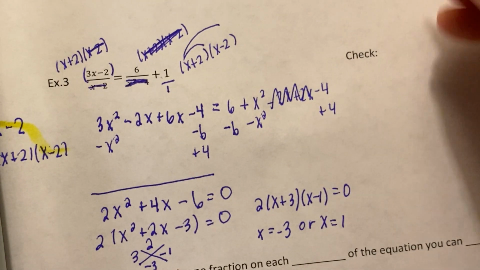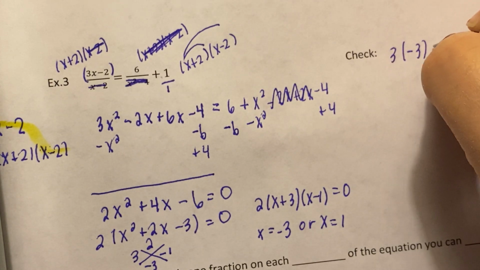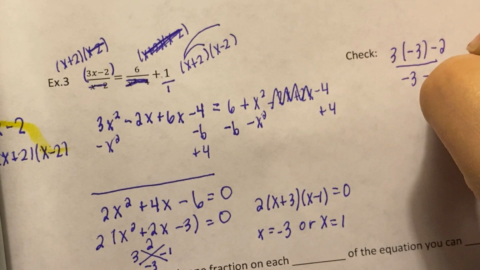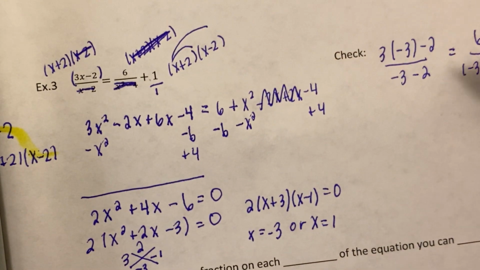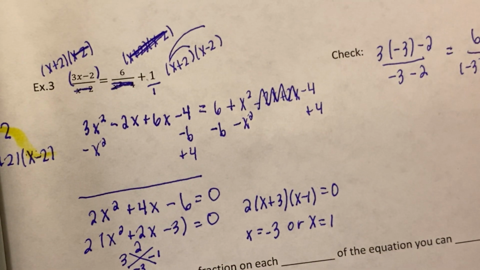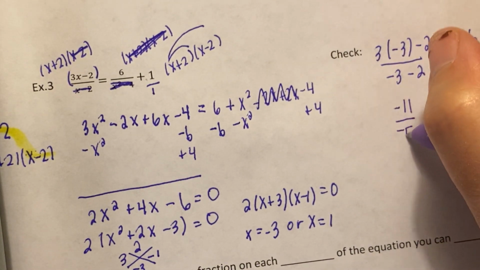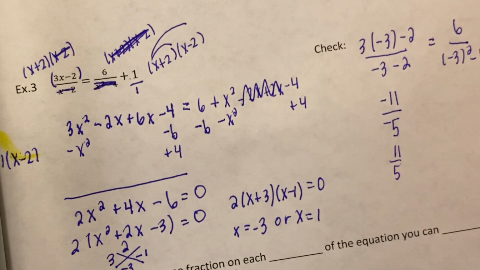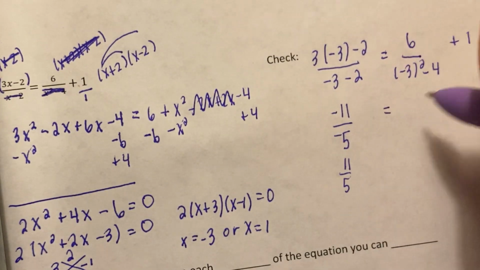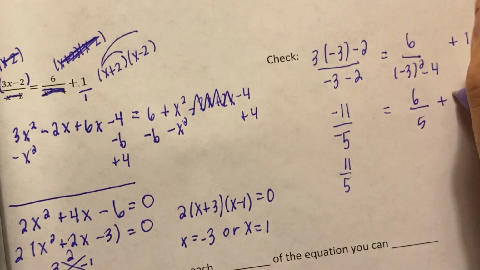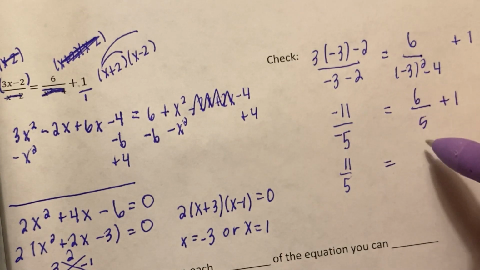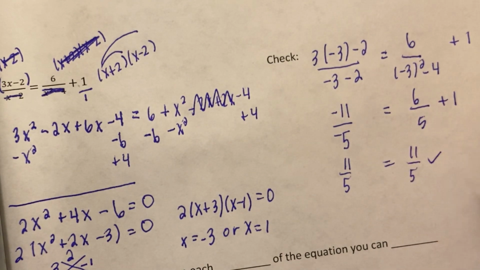Okay, so I'll check negative 3 first. So 3 times negative 3 minus 2 over negative 3 minus 2. Does that equal 6 over negative 3 squared minus 4 all plus 1? So this is negative 9 minus 2 is negative 11 over negative 5. So that's just going to be 11 fifths. Okay, does that equal 6 over, this is 9 minus 4 is 5 plus 1. And it does, because 6 fifths plus 1 is 11 fifths, so that one checks out.